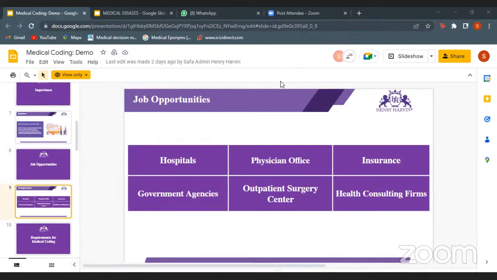Then you have outpatient surgery. Many surgeries in the US do not require hospital admission, the smaller surgeries like drainage of an abscess, or for example three or four sutures. Suppose you got hurt and you have a small wound, and sometimes the doctor says we need to suture the wound. Those are all called outpatient surgery. Outpatient means you are not admitting the patient. And then health consulting, and all these are job opportunities for the medical coder.